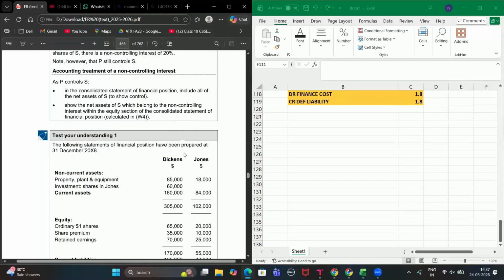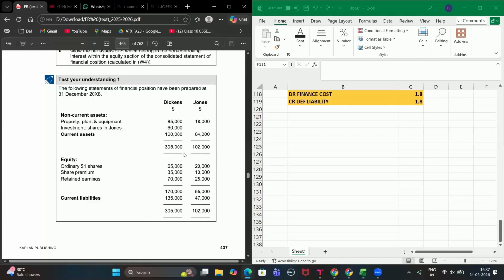Okay. We'll be working out this question. See, I'll tell you guys. If you listen to this class properly, I'm 100% sure that you will be scoring full marks in consolidated SOFP. So shall we start? Okay, fine. So this is a basic consolidation question.